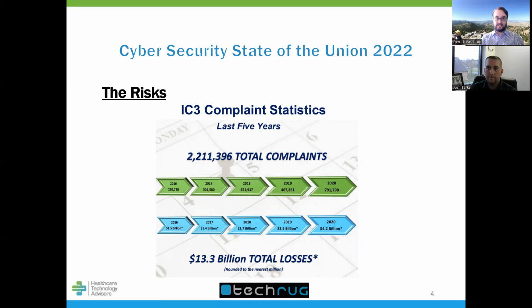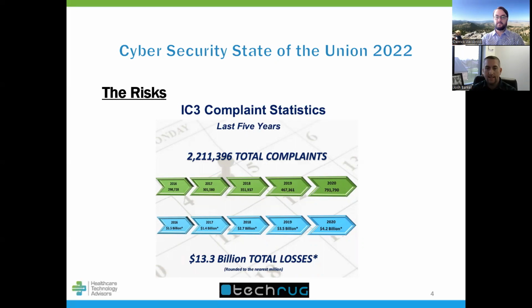As you can see, the losses for businesses that have at least reported to IC3, which is the FBI site for tracking internet complaints, basically, as far as malware attacks and hacking go. 2016 was 1.5 billion in losses versus 4.2 billion in 2020. And that's just going to keep going up year after year. Yeah, it's going exponentially, right?